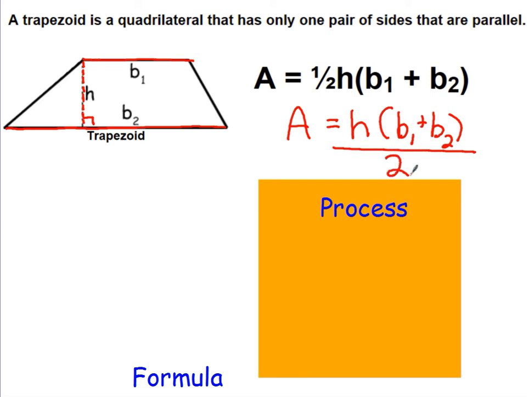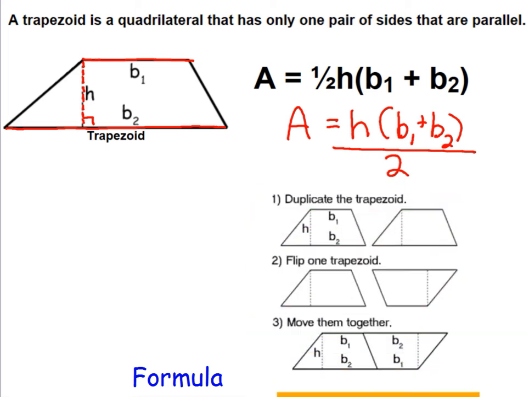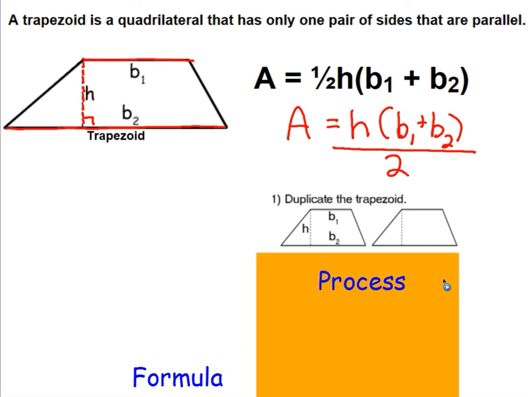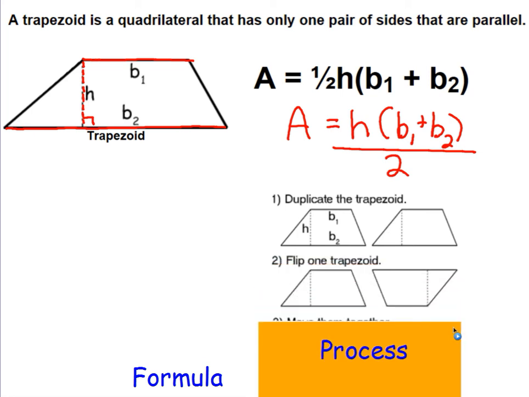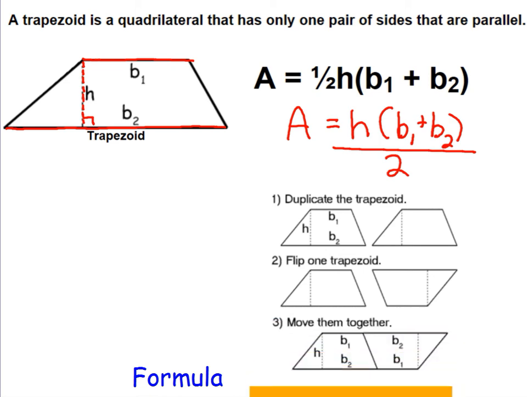Now, I'm going to take a moment to explain to you the process. Why is it that this works? Why do we add the bases, multiply by the height, and divide it by 2? If I took this trapezoid, and notice this is just a smaller version of the one that's off to the side, and I duplicated it or made a second one right beside it, I can then flip one trapezoid over, so the second one has just been flipped over, nothing's been changed about the size.